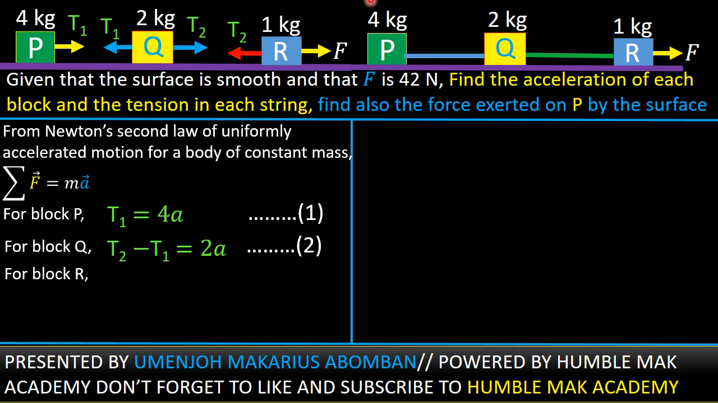Guys, if you now look at block R, we will see that there are two forces acting on it. We have the applied force, which is F, then we have the tension T2. That implies we are going to have F minus T2, which gives us the mass of R, which is simply 1 kilogram, times A, so we just have A. We can call this our equation 3.